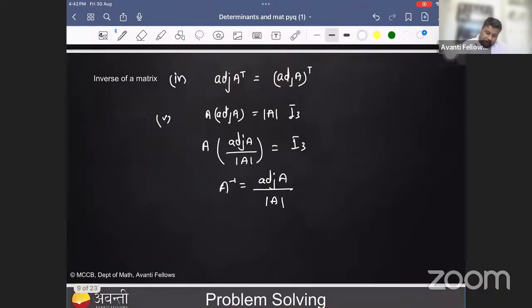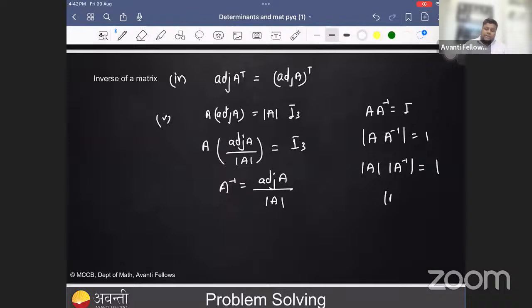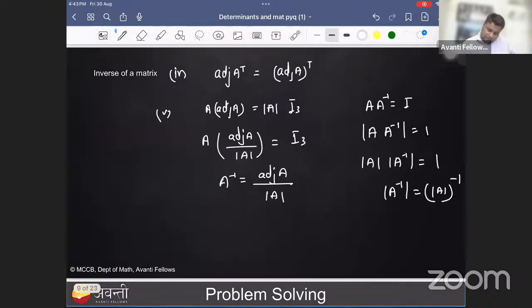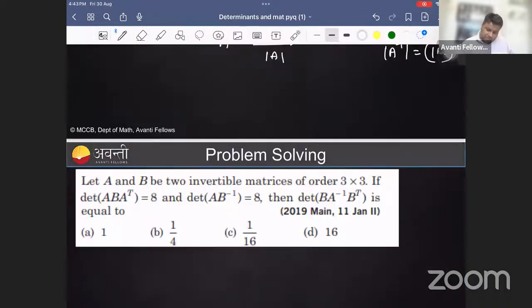From there we will see a property. We all know that A into A inverse will be the identity matrix. If you take determinant both sides, the right side is 1. So determinant of A into determinant of A inverse is 1. That means determinant of A inverse is determinant A to the power minus 1, that means 1 upon determinant of A. Got it? Now see, there is a very good question over this concept.